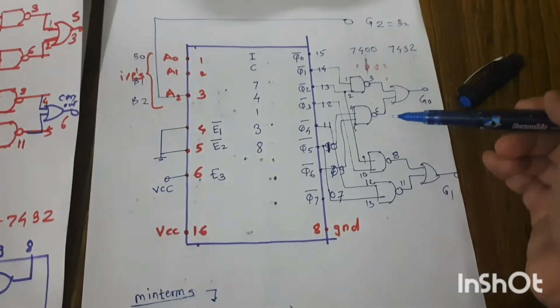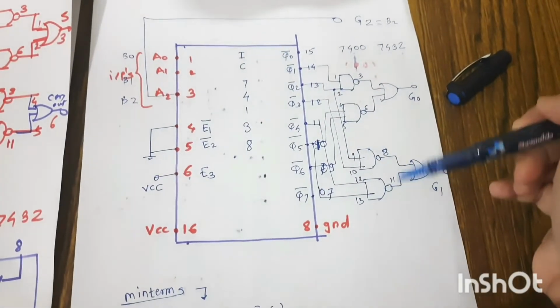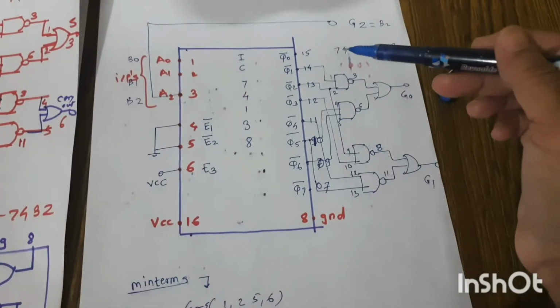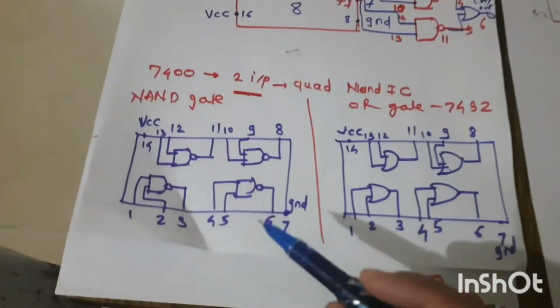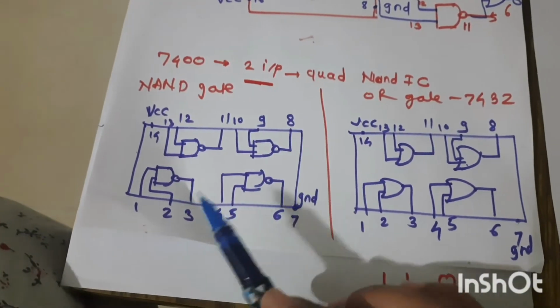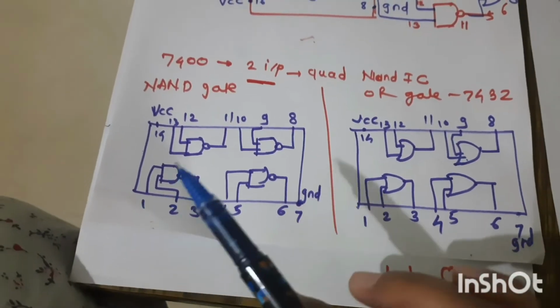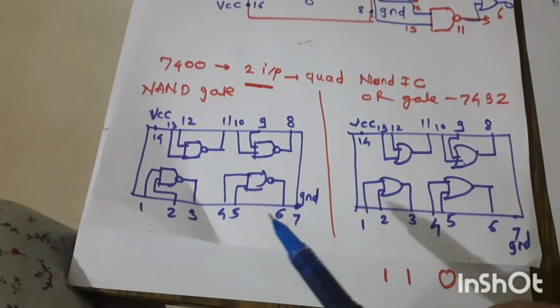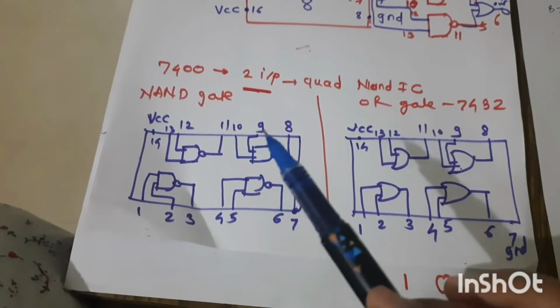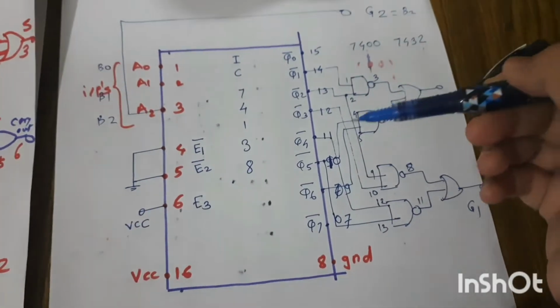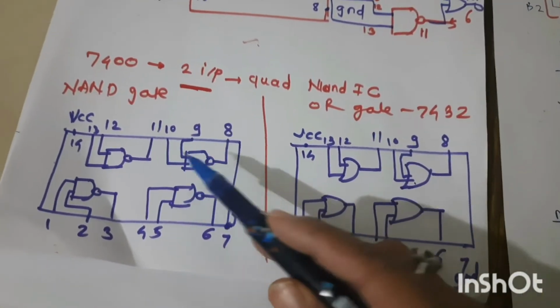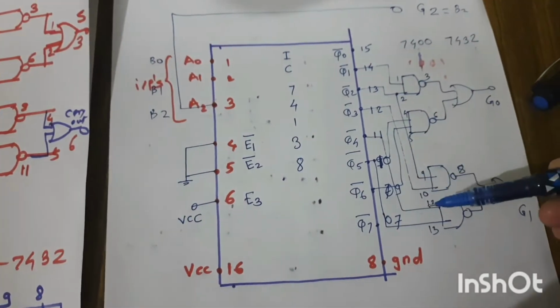And we will see how we have given the numbers like 1, 2, 4, 5, 6, 9, 10, 8, 12, 13, 11, these numbers. So for 7400, that is the 2 input quad NAND gate IC, there is a standard pin configuration. This IC consists of 4 NAND gates, and each has fixed numbers: 1 and 2 are input, 3 is the output, 4 and 5 are input, 6 is the output. Then 10 and 9 are input, 8 is the output. So you can see I have given like that: 1, 2 input, 3 output, 4, 5 input, 6 output, 9 and 10 input, 8 is the output.